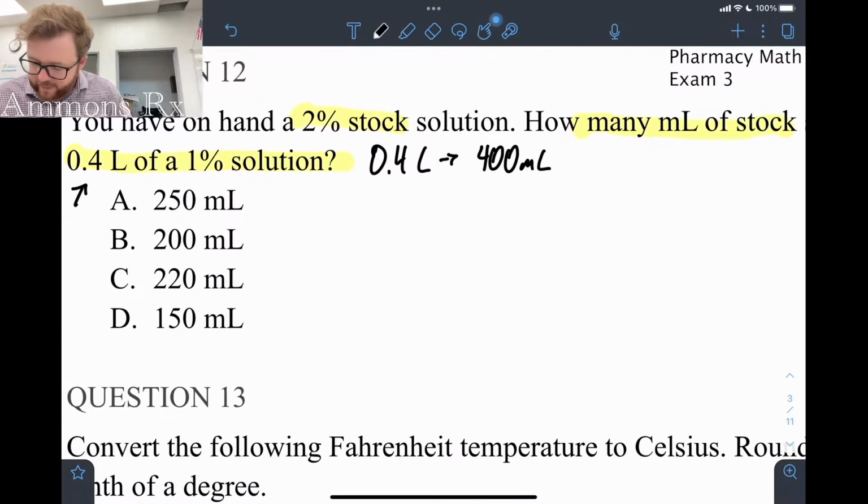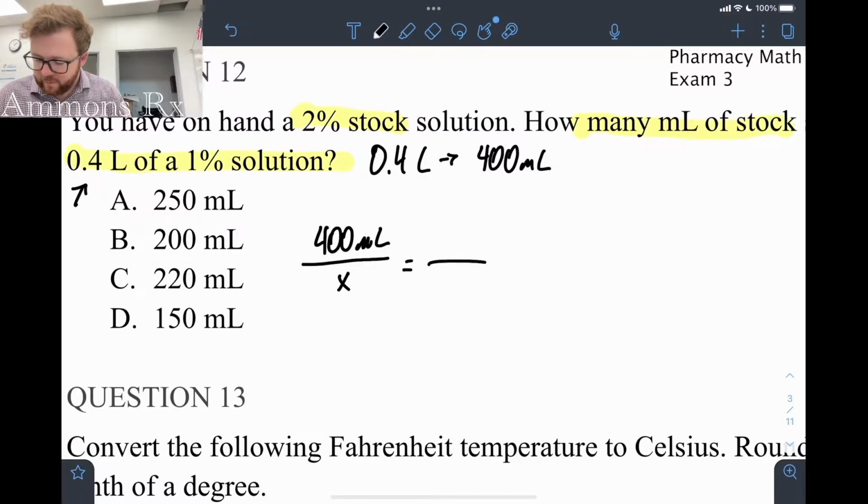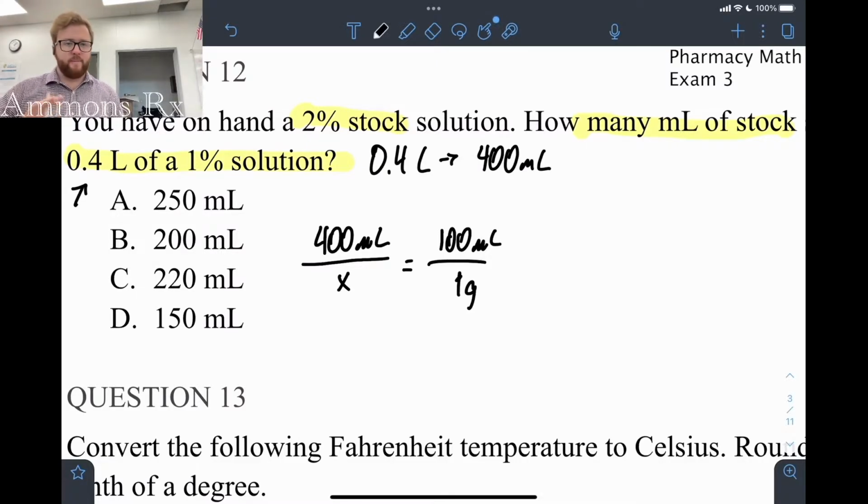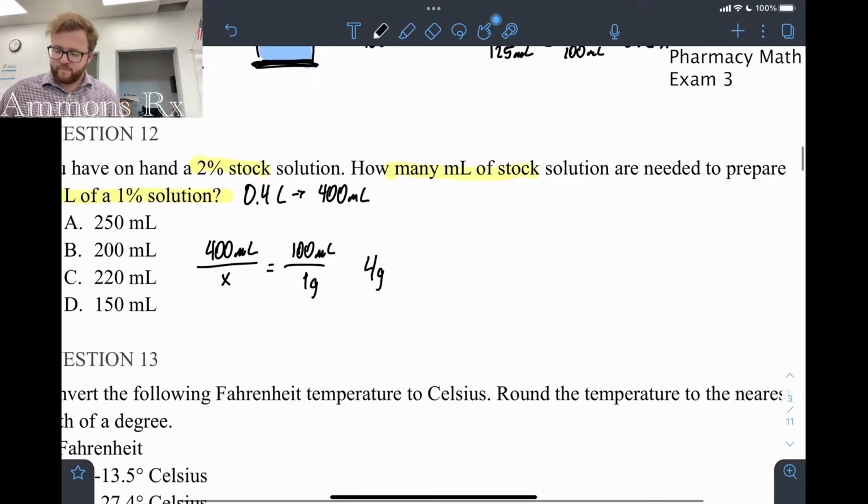So we need to make 400 mils. We don't know how many grams of a 1%. So I kind of wrote that upside down, but just remember that's the 1%, so it's 1 gram, 100 mils. So I'm going to do 400 times 1 divided by 100. So that means that I need 4 grams of drug.